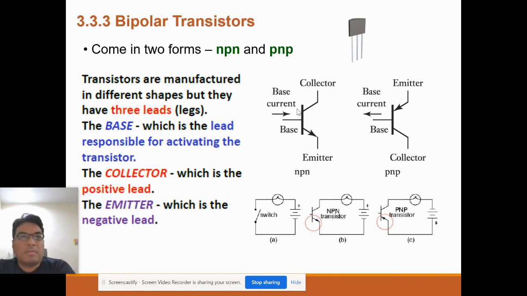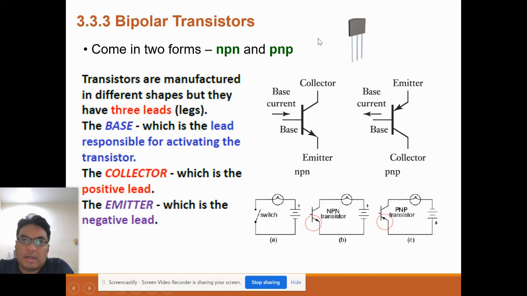Okay, moving next is the bipolar transistor. It comes in two forms, which is NPN and PNP. Transistors are manufactured in different shapes, but they have three leads. So this is an example of the transistor. The base, the middle one, is the lead responsible for activating the transistor. The collector is on the positive side, and also the emitter is on the negative lead.